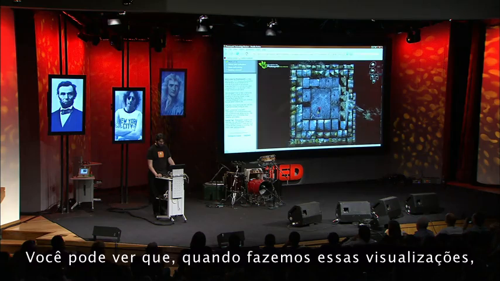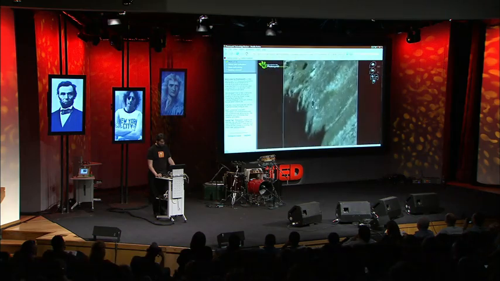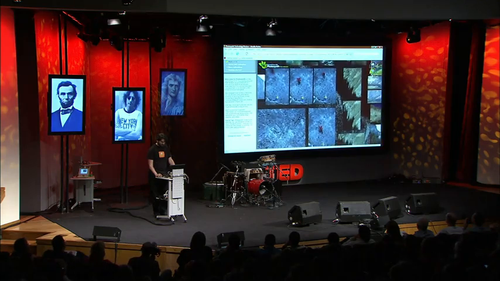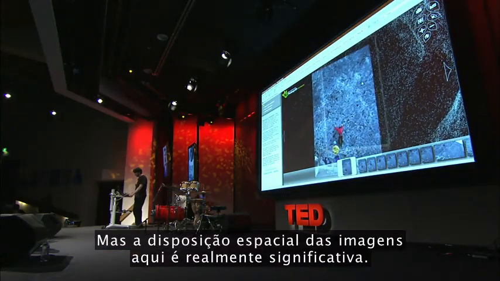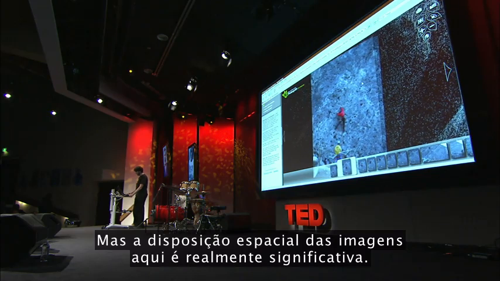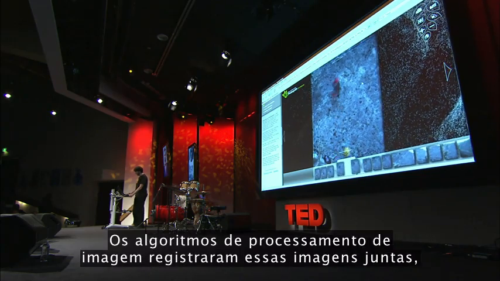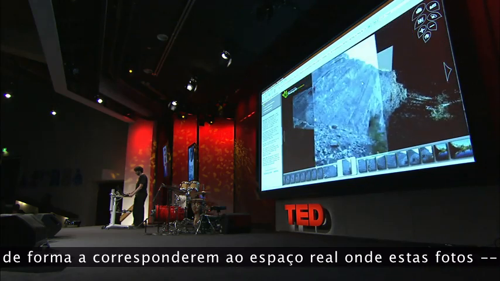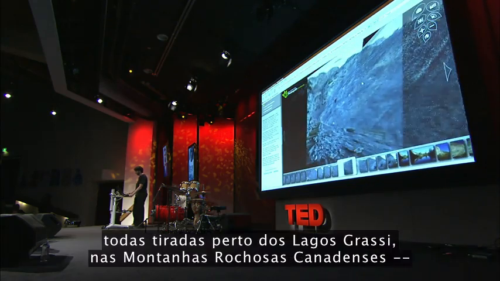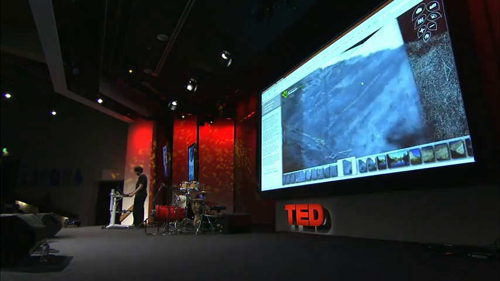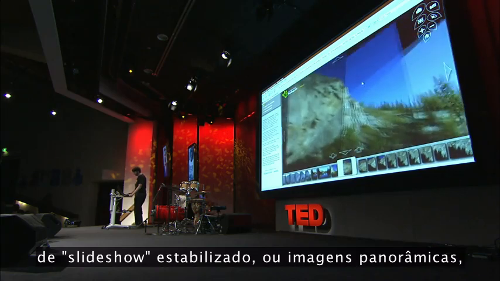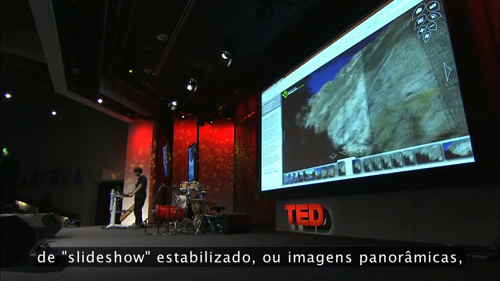It's powered by Seadragon. You can see that when we kind of do these sorts of views, where we can dive through images and have this kind of multi-resolution experience. But the spatial arrangement of the images here is actually meaningful. The computer vision algorithms have registered these images together so that they correspond to the real space in which these shots were taken, all near grassy lakes in the Canadian Rockies. So you see elements here of stabilized slideshow or panoramic imaging.